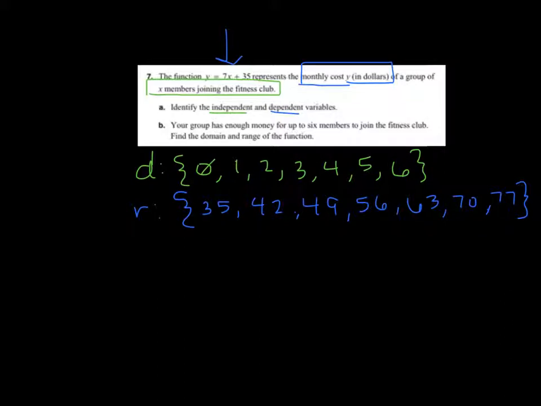So remember, if you don't have a calculator, that's okay. You just plug in 0 where X is and solve. 7 times 0 was 0, plus 35 is 35. Then you plug in a 1 and you do the math. And that's where these numbers are coming from.